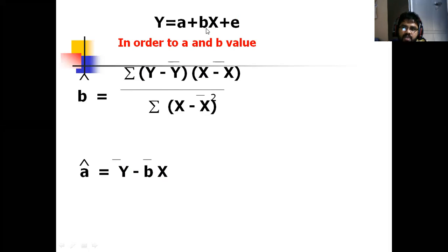That is called the intercept value and the slope value. Then already we know how we can estimate the b value and the a value. So for the format purpose only, I am telling that.